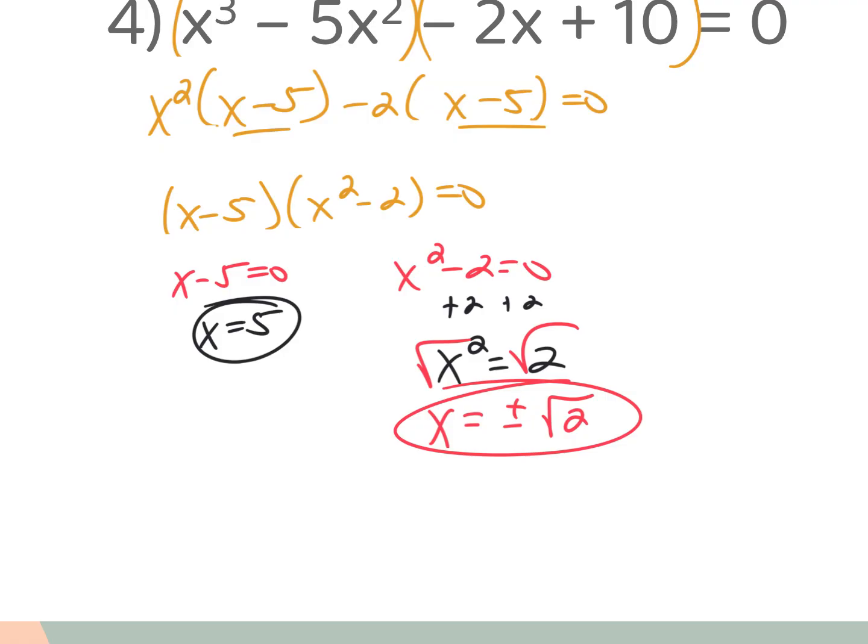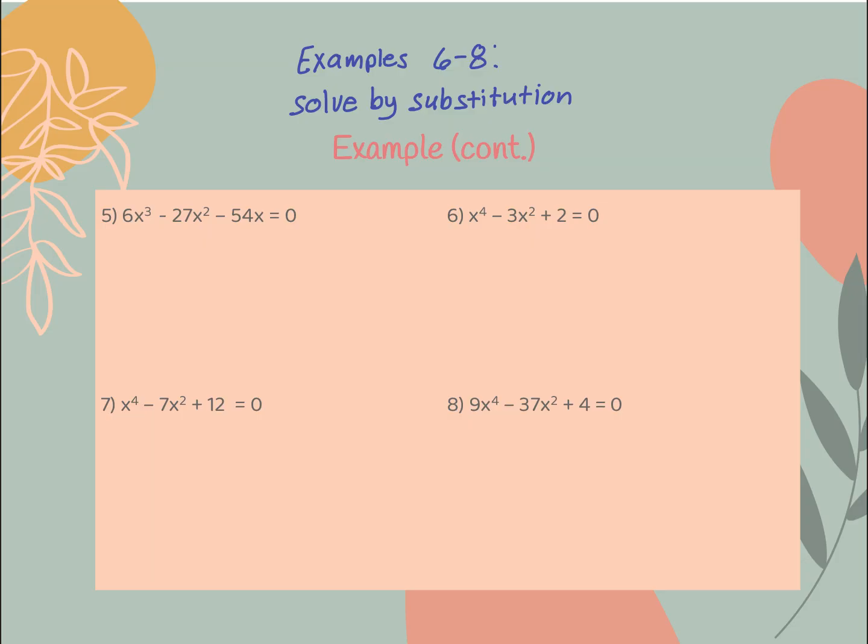All 3 of those are real. There's no imaginaries in there. The square root of 2 is just a gross decimal, but it is an actual place on the graph. So here we have 3 answers. They just happen to be, one is a nice pretty whole number and the other 2 are not. All right, let's do the next, then we're done.